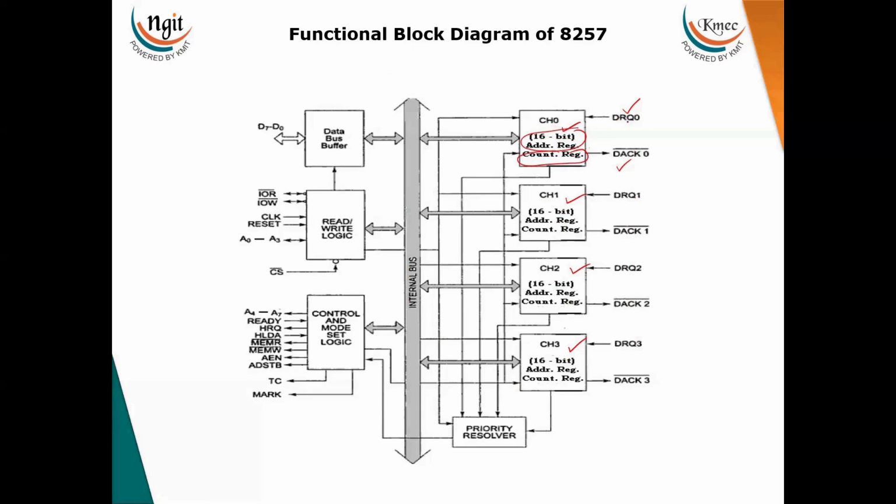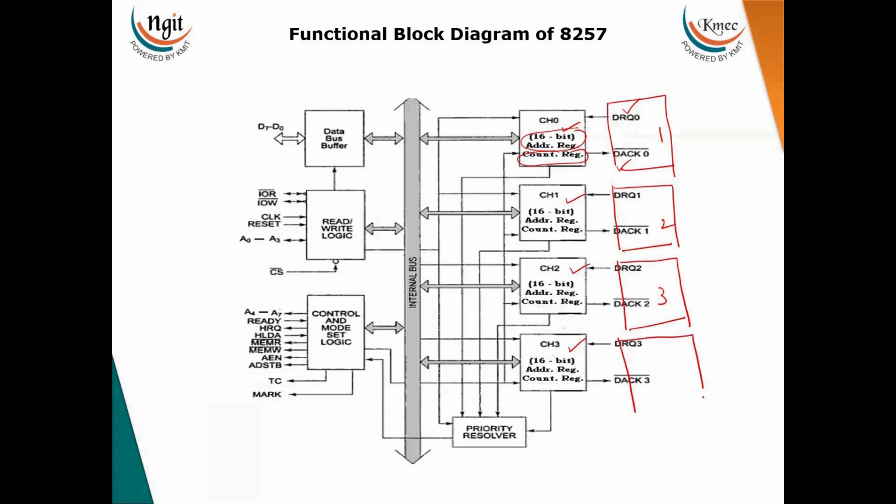For channel 0, DRQ0, and channel 1, DRQ1, like that. So 4 different DMA request signal pins are there. Now the IO device is connected. This is the channel 1 device, this is the device 2. Like that, for 4 channels, 4 devices can be connected.